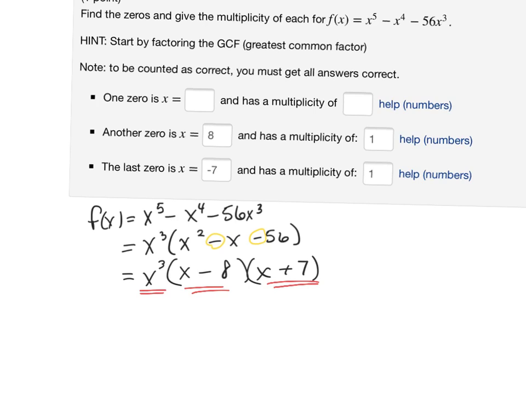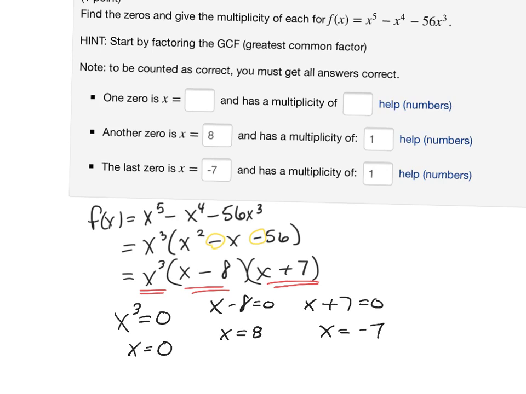So don't forget that my first one is x cubed is equal to 0, so x is equal to 0. My second one is x minus 8 is equal to 0, so x is equal to 8. And my third one, x plus 7 is equal to 0, so x is equal to negative 7.